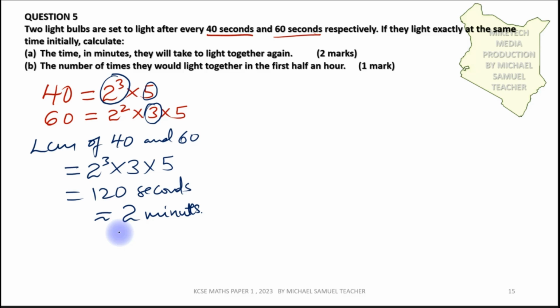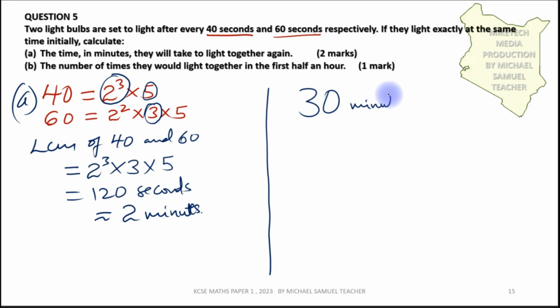Then, part B of the question, the number of times they would light together in the first half an hour. In 30 minutes, the number of times they are going to light together. So actually they are lighting together after every 2 minutes. So after 30 minutes, therefore it is 30 divided by 2, the period after which they light together. So we get 15 times.